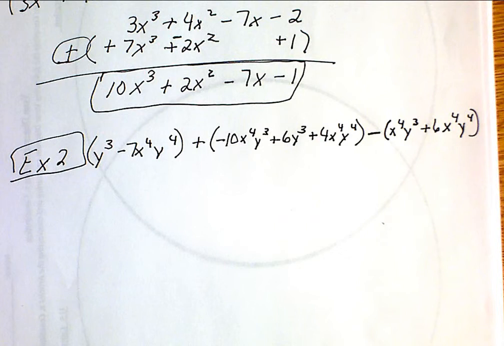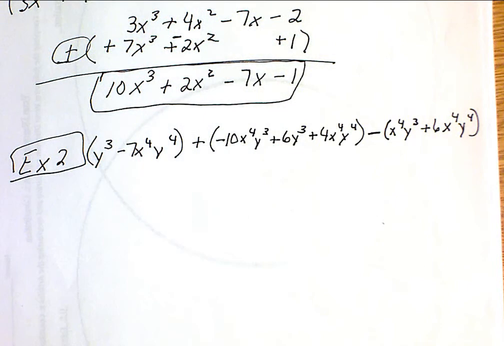Okay, so I'll read it so you can check yours, and I'll check mine while I read it. So we have y cubed minus 7x to the 4th y to the 4th, plus the polynomial negative 10x to the 4th y cubed plus 6y cubed plus 4x to the 4th y to the 4th minus x to the 4th y to the 3rd plus 6x to the 4th y to the 4th. Alright.